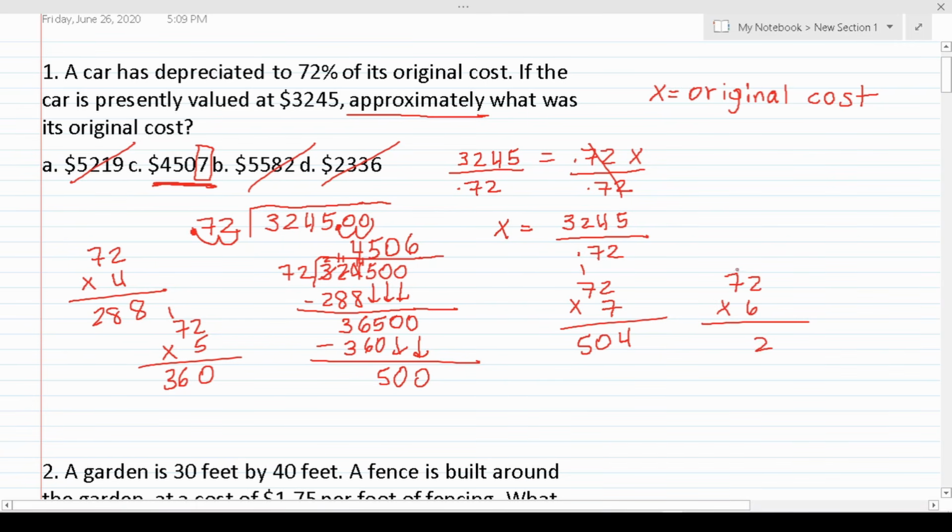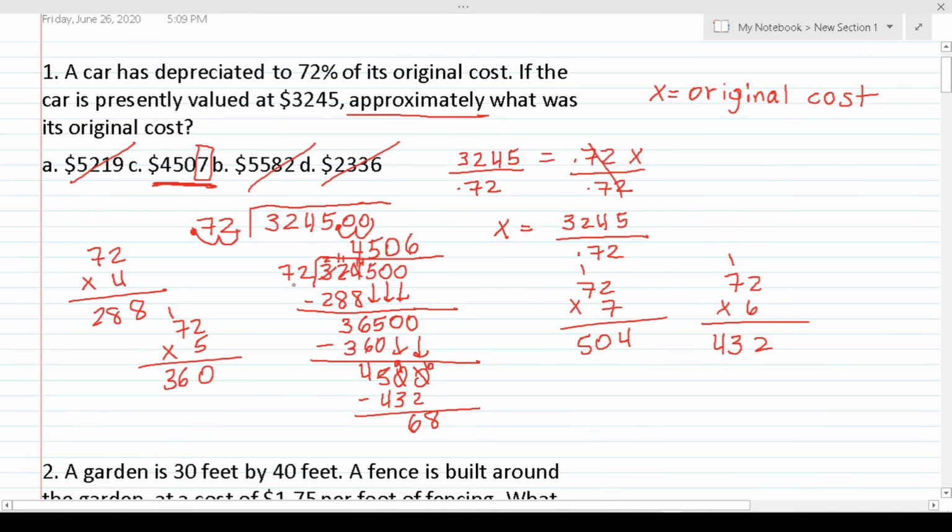6 times 2 is 12. 7 times 6 is 42, 43. Let's subtract this out. Okay. 2 minus 0 we can't do, so we have to borrow. Since this is a 0, we're going to have to borrow all the way over here. This is going to become 9, and this is going to become 10. 10 minus 2 is 8. 9 minus 3 is going to be 6. And 4 minus 4 is 0.